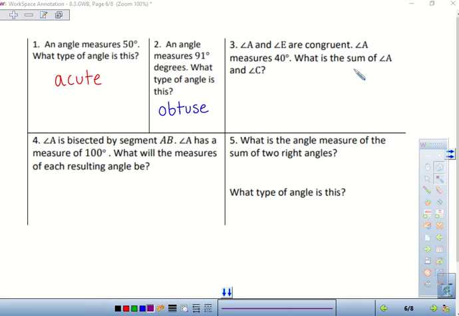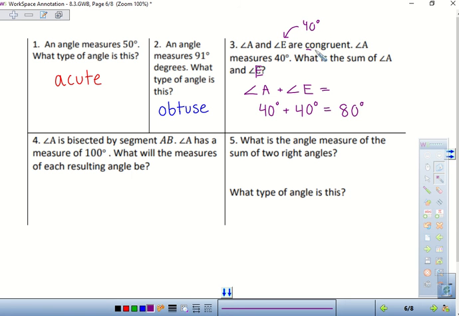Angle A and angle E are congruent. Angle A measures 40 degrees. What is the sum of angle A and angle E? I meant to put an E here, I don't know why I put C. So the sum is you add them together. So 40 degrees plus 40 degrees is equal to what? 80.